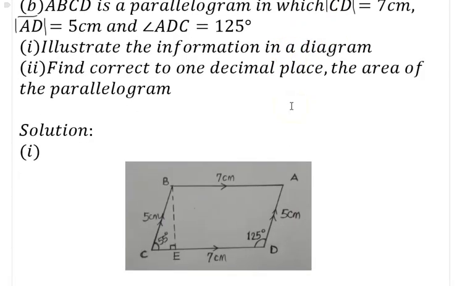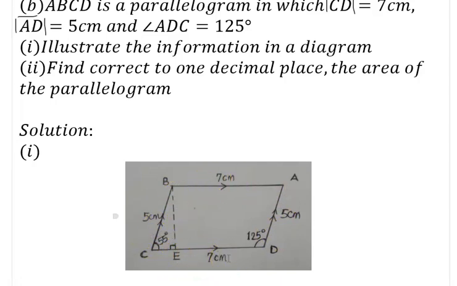So we've been given CD 7 cm, AD 5 cm, angle ADC 125. This is a parallelogram anyway, ABCD. We'll be given CD to be 7 cm, and AD 5 cm. Since it's a parallelogram, here will be parallel to here, and here will be parallel to here.